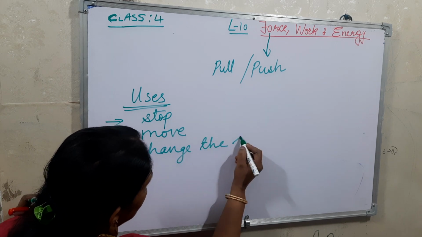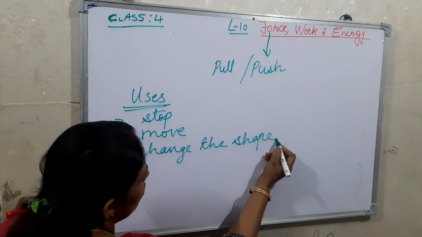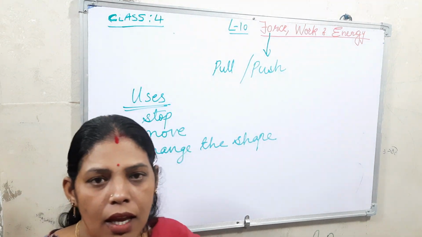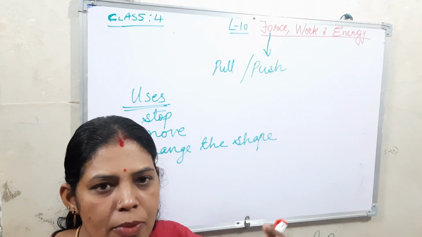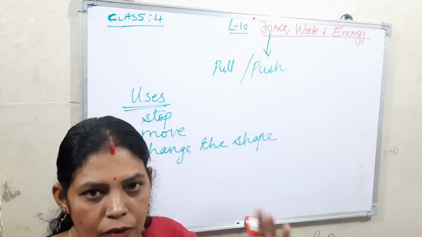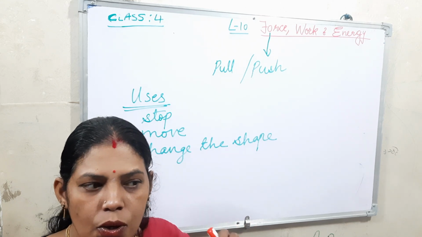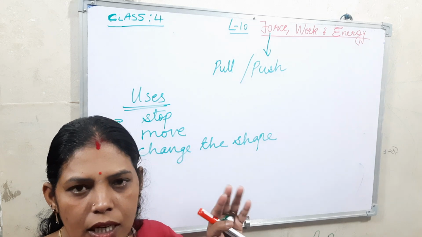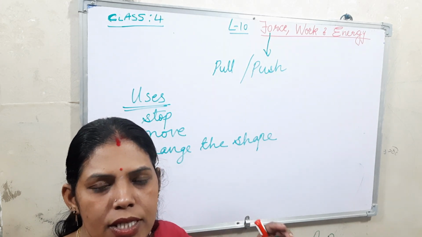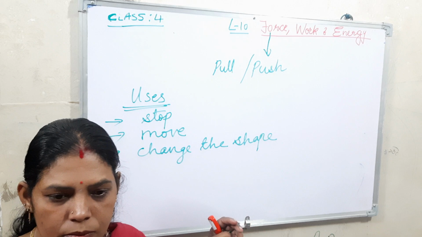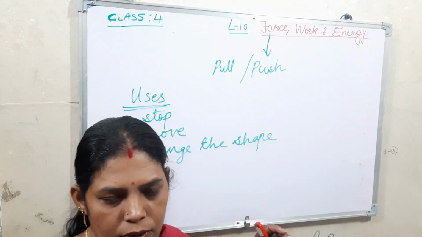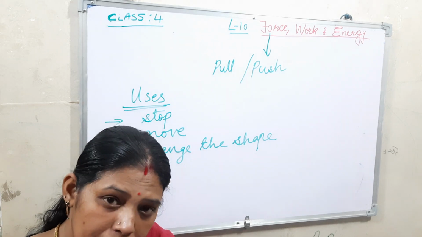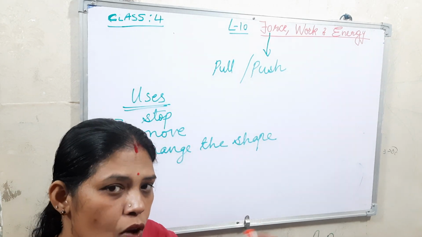And now the third one: it helps to change the shape of an object. How? With clay, when you are using clay, you make so many shapes. Not only that, the potter, who uses clay for making pots, toys, earthen pots and diyas, also makes the shape with that. For making the shape, they are using force there.